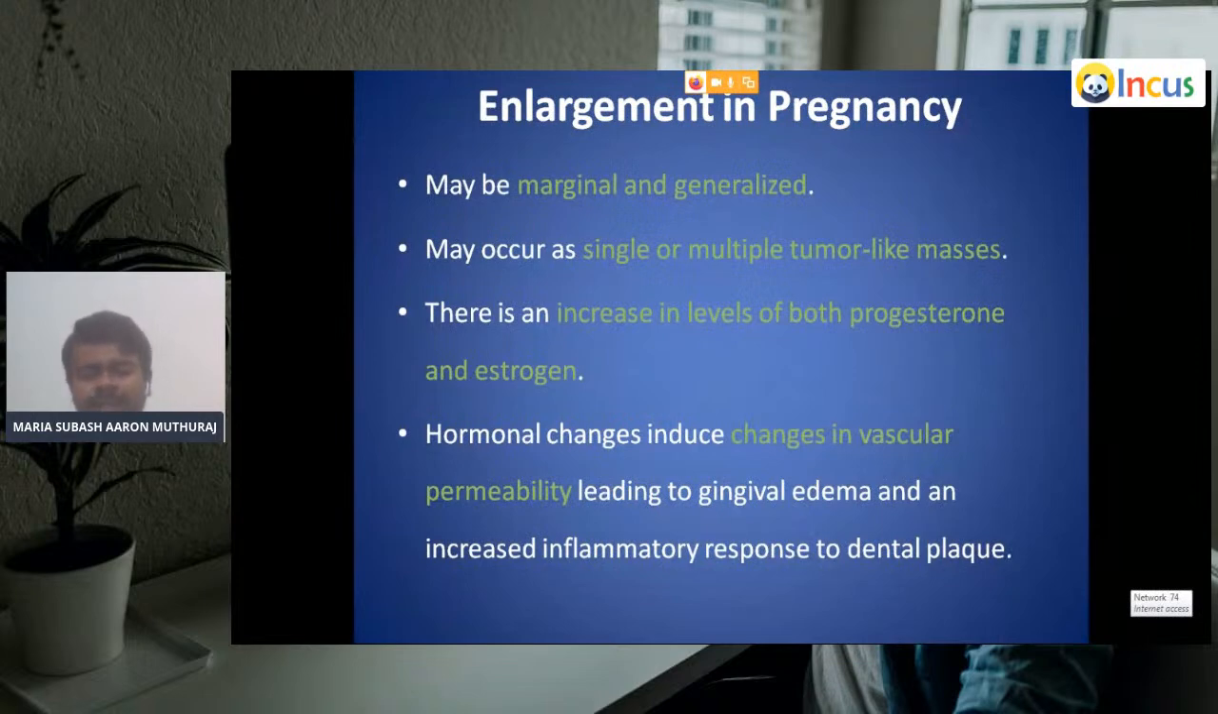Why does this enlargement occur commonly in pregnancy? Because of the hormonal increase. There will be an increase in levels of both progesterone and estrogen. In pregnancy, there will be a 10 to 30 times increase in the level of both hormones, and because of hormonal changes, there will be an increase in vascular permeability, which will lead to an increase in edema, and an increased inflammatory response to the plaque. That's why there is more enlargement in pregnant patients.